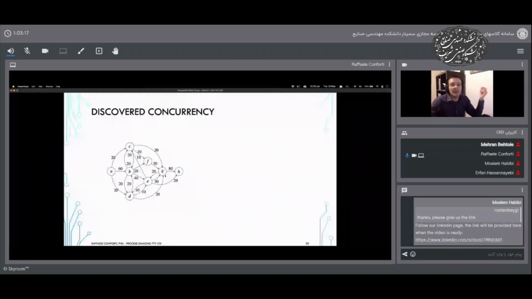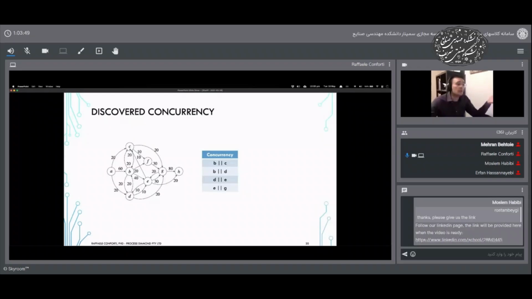In general, the way we discover concurrency is when we see that two activities, in this case two nodes, have this structure here. Basically from B I can go to C, and from C I can go back to B. If we have this type of structure, then in 90% of the process mining algorithms, they will tell you that B and C are in parallel.